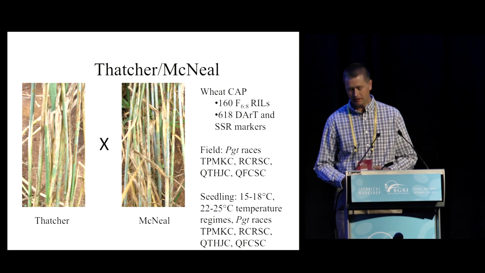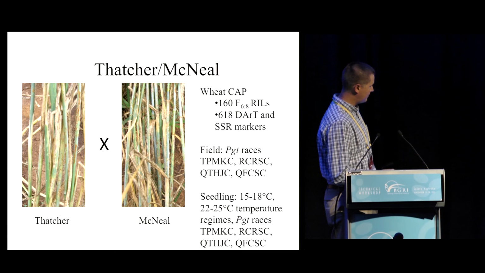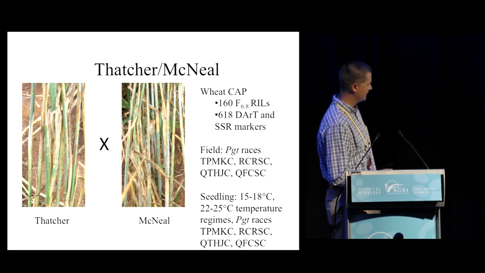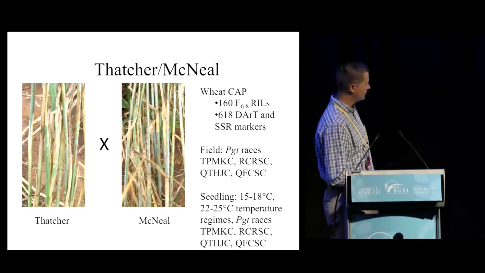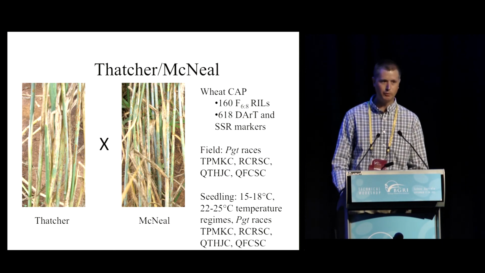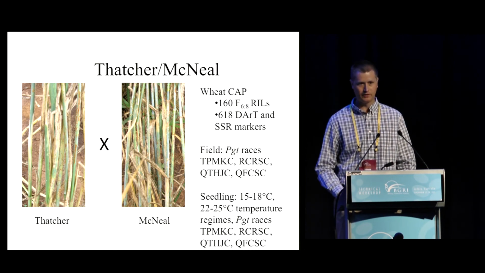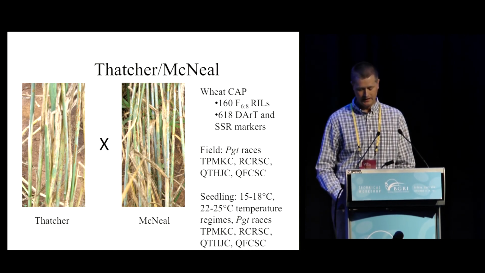We assessed the population with 4 North American PGT races in the field in Rosemont, Minnesota, over 3 years. And then we also assessed the population with the same isolates of those races at both a cold temperature regime and a high temperature regime at the seedling stage. The reason why we did that is because we know that SR12 is temperature sensitive, and we wanted to be sure we could pick up SR12 if by chance there's some relationship between the seedling data and the adult plant data.